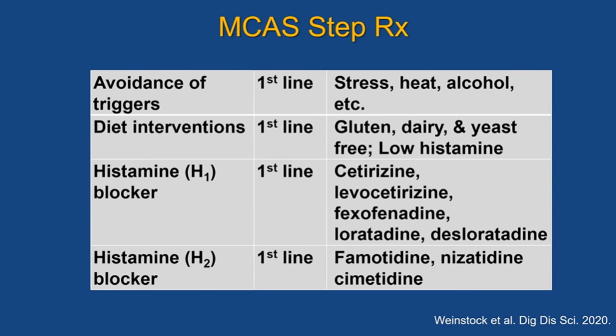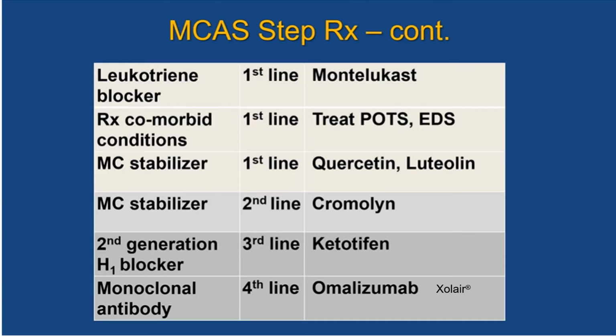Then you can look at H1 blockers. So your kind of first line classic histamine blockers, and there's some listed here, and also second generation for less drowsiness and less side effects. You can also look at H2 blockers. They are sometimes used in conjunction with H1 blockers or sometimes as standalones for effectiveness. Again, first line considerations, leukotriene blockers, and then remember also the comorbid conditions to treat POTS and EDS, Ehlers-Danlos syndrome. So don't forget that those things may have to be treated as well.